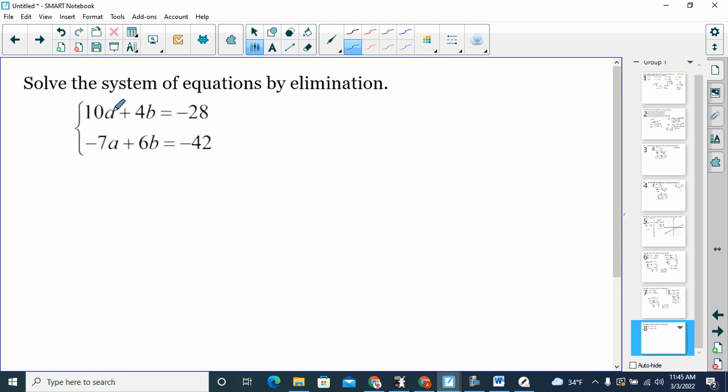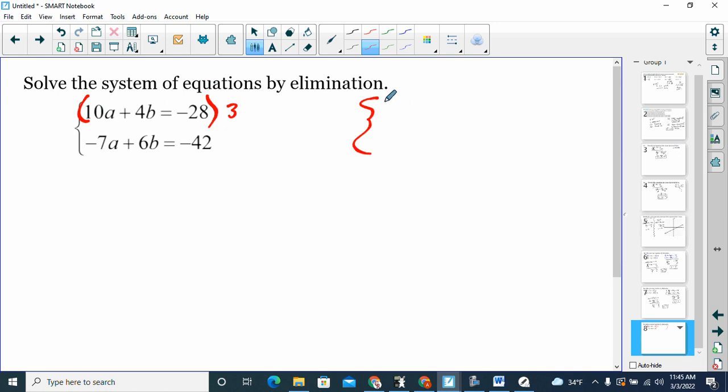10 and 7, I could make them both 70. It's the smallest common multiple between 10 and 7. 4 and 6, we could make those both 12. I'd much rather go with 12 than 70. So let's eliminate the b's this time. We want to get rid of those b's. We said we can make both of the b's have a coefficient of 12. So if I'm making it 12, this one needs to be multiplied by 3. 4 times 3 is going to give me that 12 that I want.